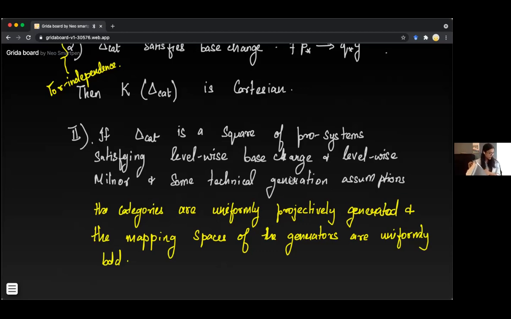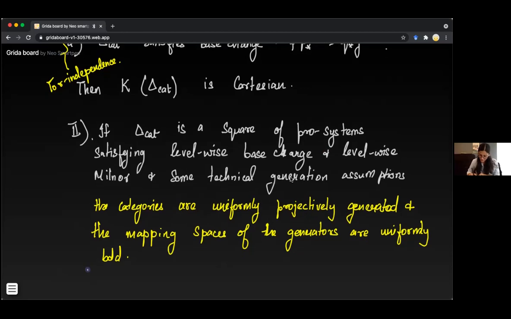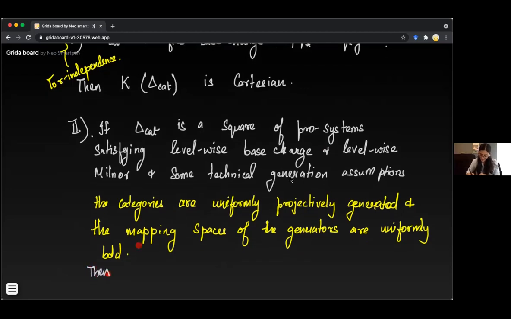Okay, I didn't write the conclusion of the theorem. So the conclusion is, if you have all this, then K of delta is pro-Cartesian. So this is really some delta n. So this is pro-Cartesian, or just Cartesian because I'm in the pro category setting.